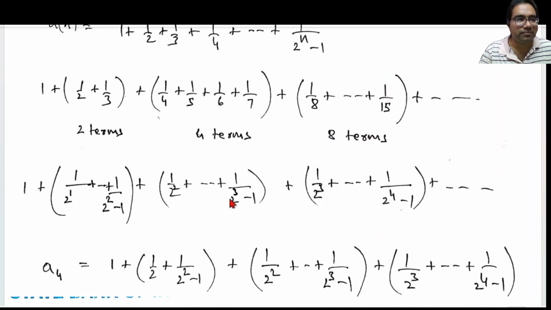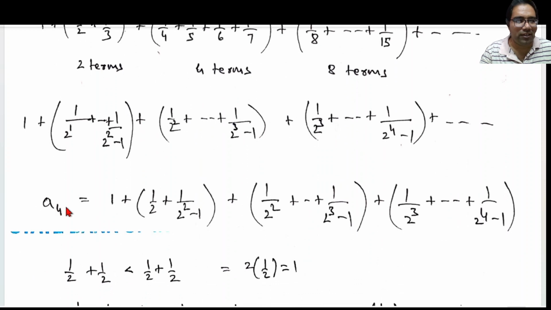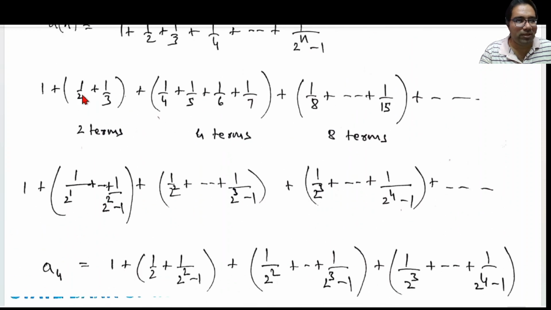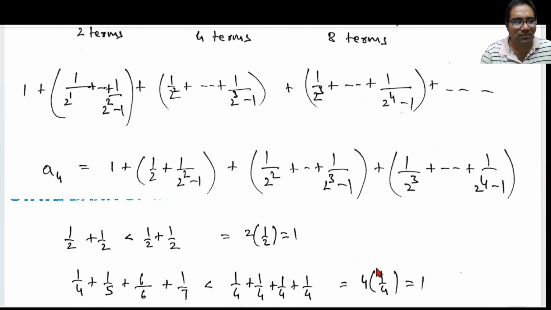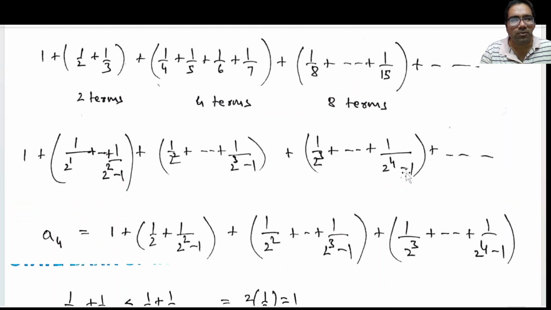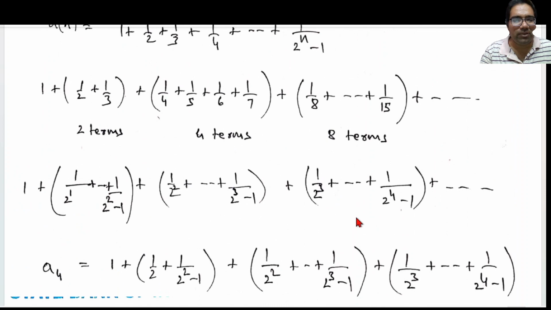So similarly, if it is A4, what are we doing? 1 plus 1 by 2 is 2 power 1 to 2 squared minus 1. 1 by 4 to 1 by 7 means 2 squared to 2 cubed minus 1. Similarly, 1 by 8 to 1 by 15 means 2 cubed to 2 power 4 minus 1. That is A4. Similarly, what is AN? All of these terms up to 2 power n minus 1, right? So this term AN will go up to 2 power n minus 1.